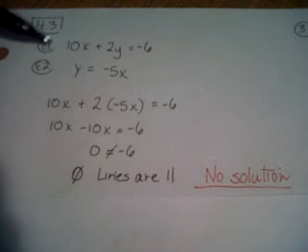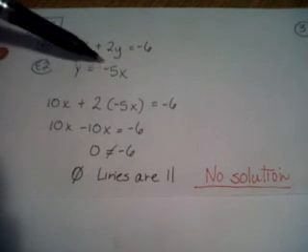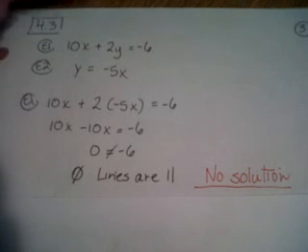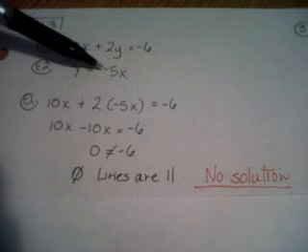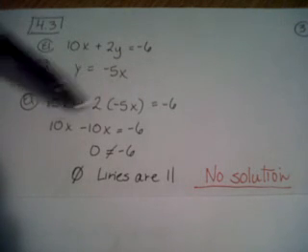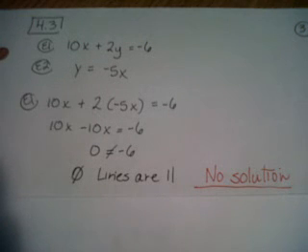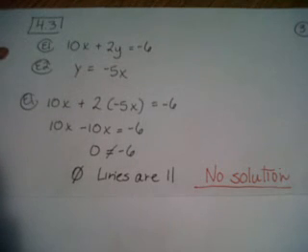Here's another example. Equation 1 is 10x plus 2y equals -6. Equation 2 is y equals -5x. I decided to take my y, and wherever there was a y in equation 1, I rewrote it, and I stuck in -5x for my y. So I rewrote equation 1. Y had been right there. I rewrote it and put in -5x. I solve my equation, and I get 0 equals -6. Hey, that is not a true statement. So what does that mean? That means there is no solution, the lines are parallel, and I can write that little symbol, or I can put no solution.